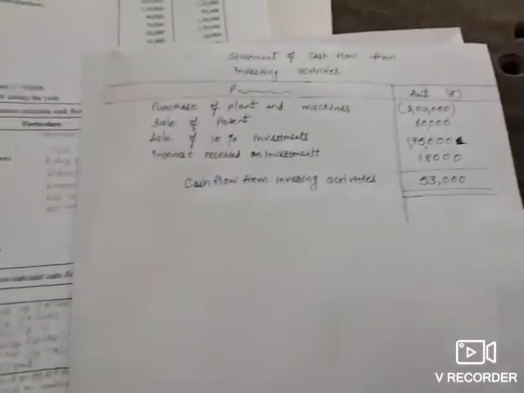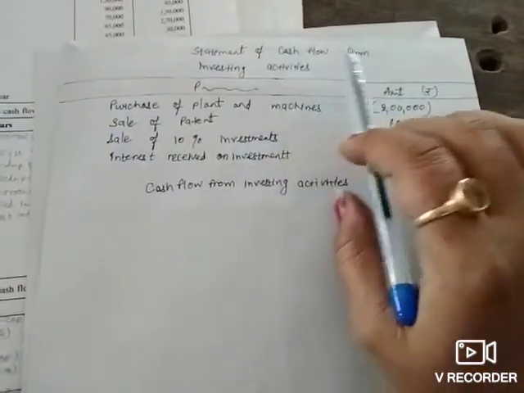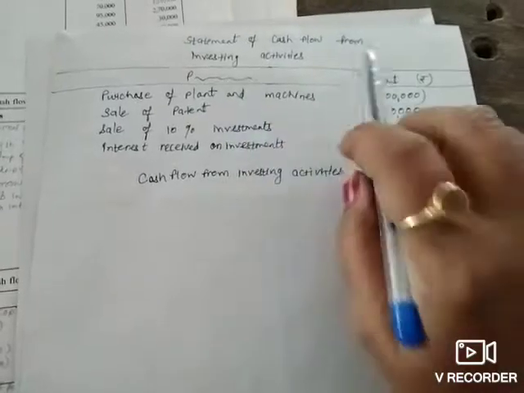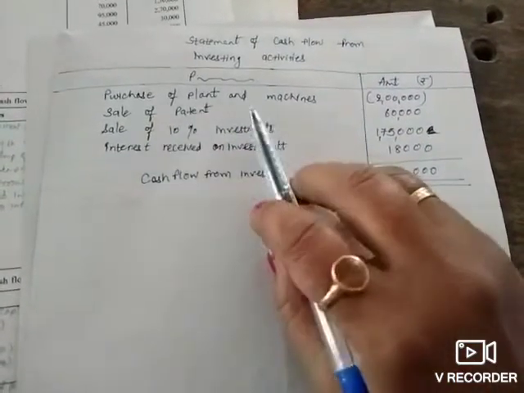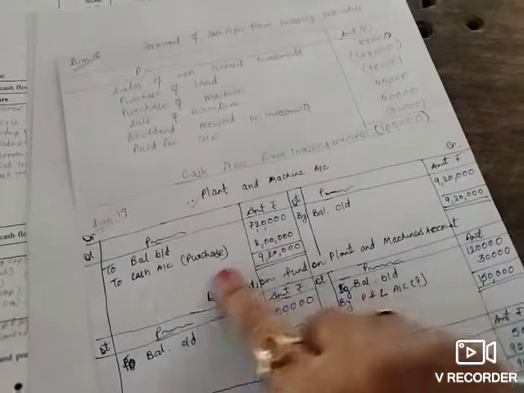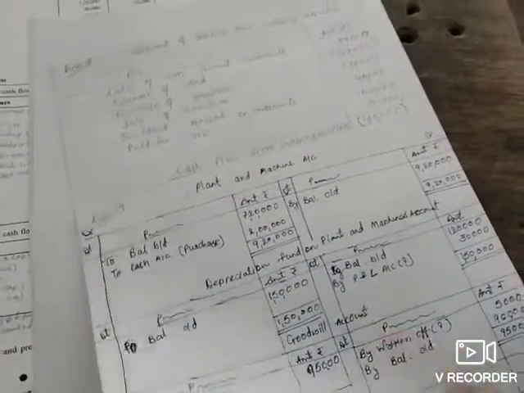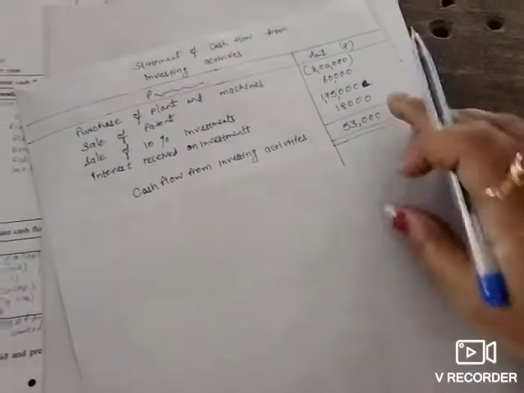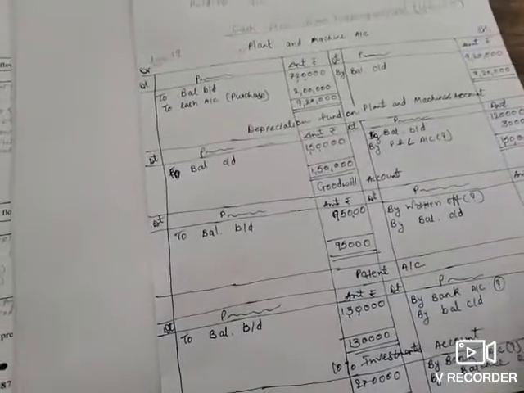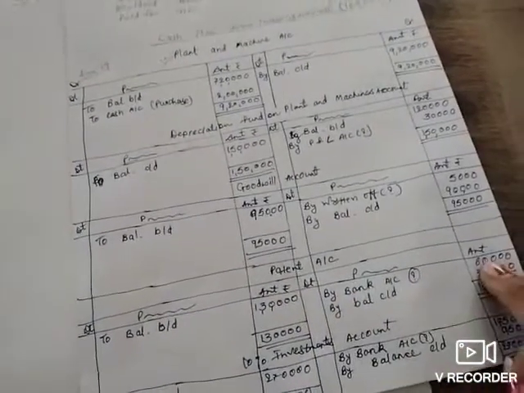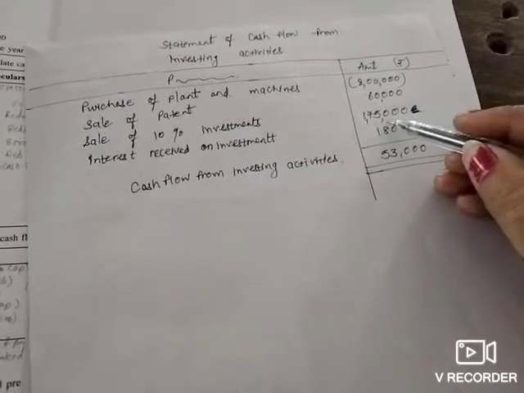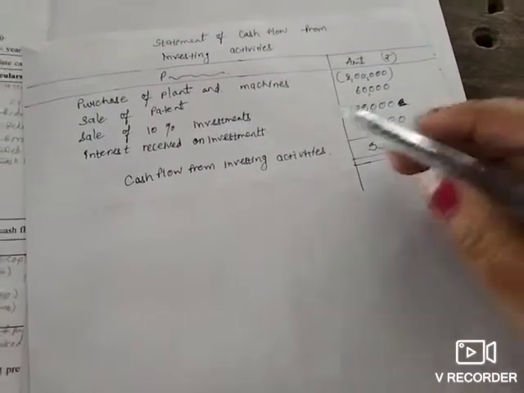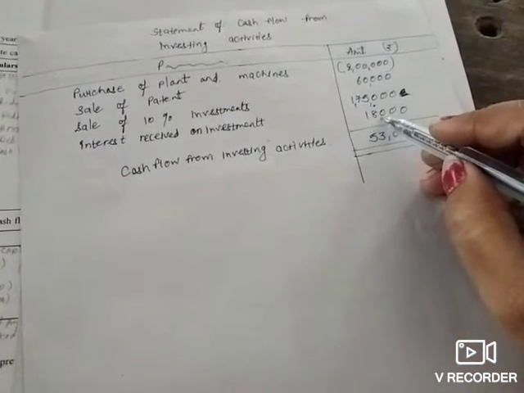So now we prepare our investment cash flow statement. Title: statement of cash flow from investing activities. Particulars column, amount column. First we write down purchase of plant and machinery, that ledger balance, right? If you remember, the difference that we recorded as purchase is 2 lakhs rupees. So first of all we write down 2 lakhs rupees. Then sale of patent, this also we record on the asset side. So patent, the difference, 60,000. Then sale of investment, 10% investment, and the last one is interest received on investment, right?